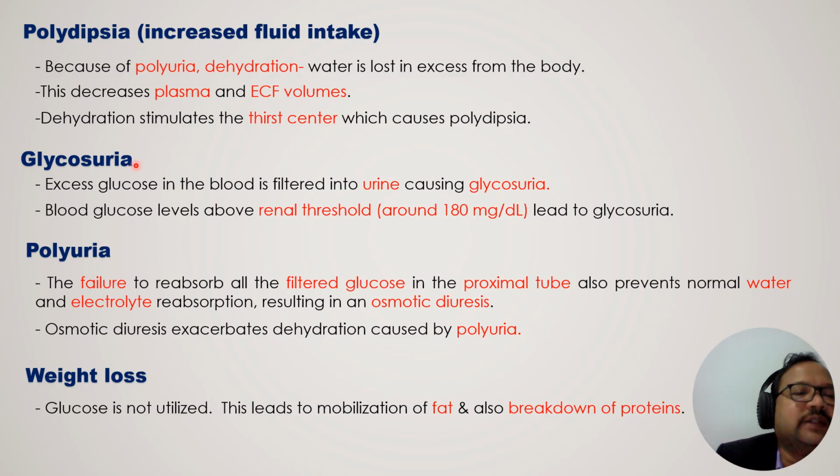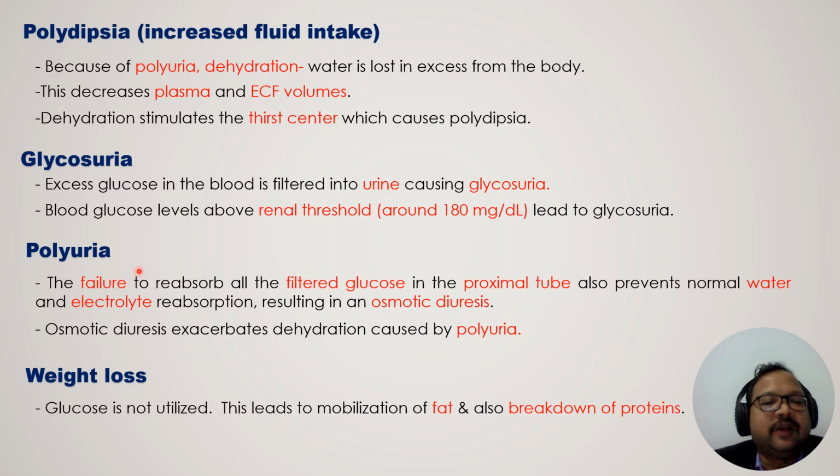Glucosuria is the next condition. You know that excessive glucose in the blood is very difficult to filter, so the glucose also appears in the urine. This condition is called glucosuria. Mainly when the glucose level reaches above 180 mg per deciliter, we call it the renal threshold. This will lead to glucosuria.